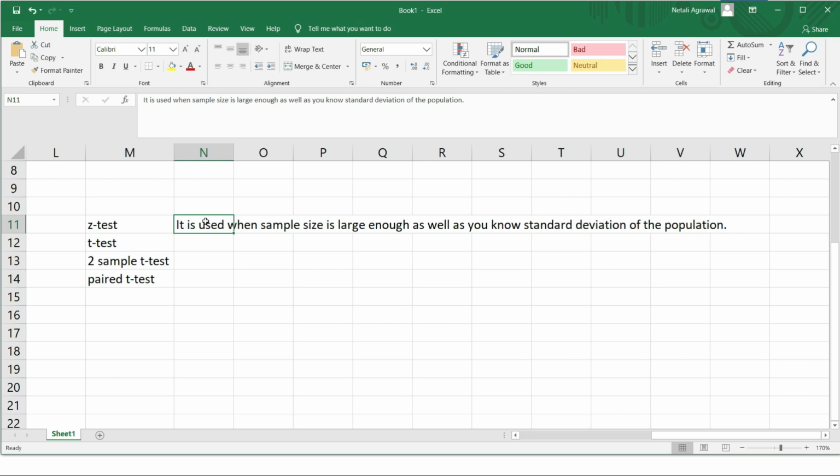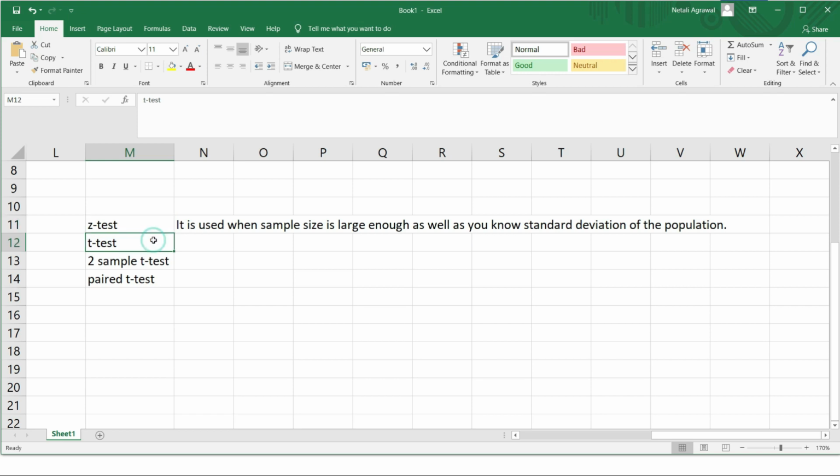Now what is a large sample size? As a thumb rule, we say any sample size greater than 30 is known as a large sample size. So if you have n greater than 30 and you know the standard deviation of the population, you can go ahead and perform a z-test. But it is only for one sample. From one population, if you are taking out one sample, that is z-test.